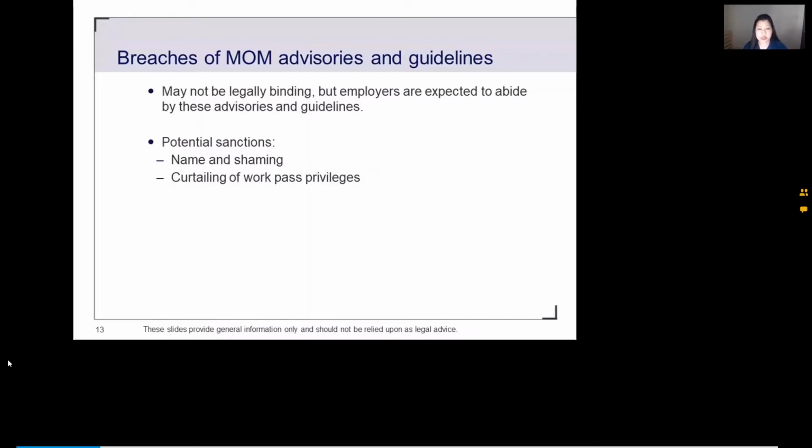One that we've been seeing quite often is naming and shaming. The Ministry of Manpower, I think if you read the news, you've seen they're being quite proactive in actually naming and shaming errant employers, which obviously isn't really good for your business reputation. Another potential consequence is the curtailing of workplace privileges, meaning that the employer will be restricted in hiring foreign employees. And depending on the sector, this could really impact the business operations of the employer.